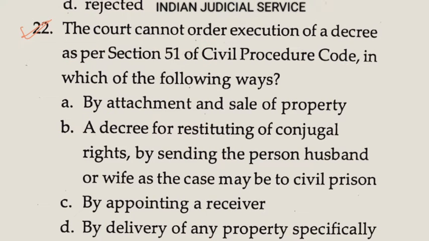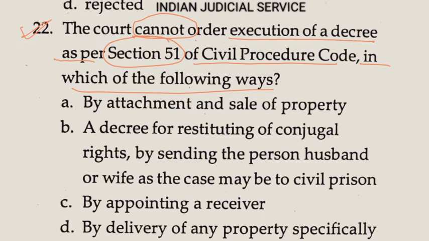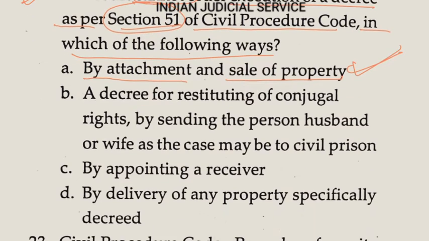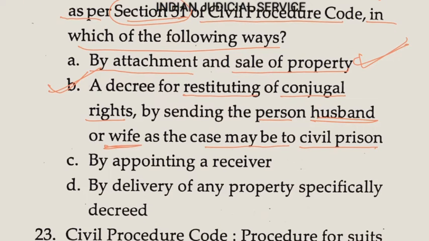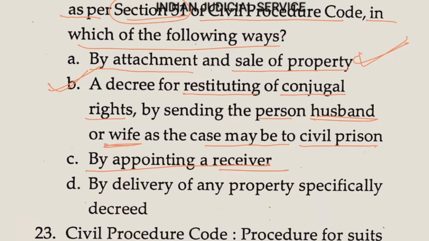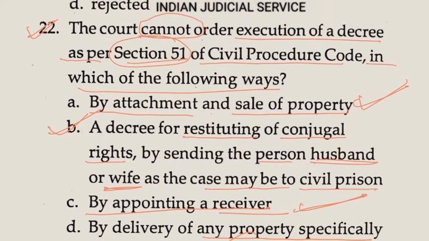Question number 22, the court cannot order, this is very important here, cannot order execution of a decree as per Section 51 of the Civil Procedure Code in which of the following ways. Option A here, by attachment and sale of property. So it is the proper way under Section 51. Option B here, a decree for restitution of conjugal rights by sending the person, husband or wife, as the case may be, to civil prison. So in that case, the court cannot order the execution of a decree under Section 51 of the CPC. So the answer is here option B. And the remaining, by appointing a receiver, is a proper way. And the last one, by delivery of any property specifically decreed. So all these ways are proper, remaining option B.